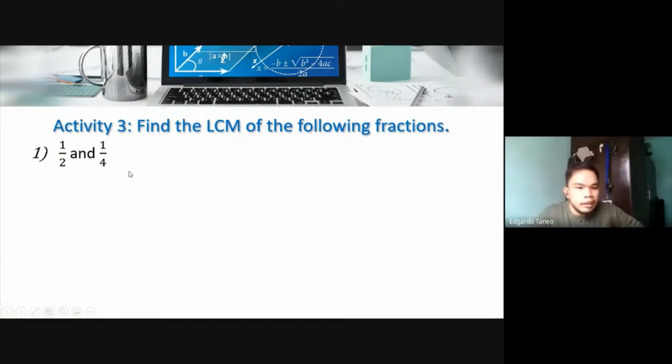Okay, the least common multiple of 2 and 4 is 4. That is their common multiple, right? And that is the lowest common multiple of the two. Okay? So the answer is 4. The LCM is 4. How about the next one?